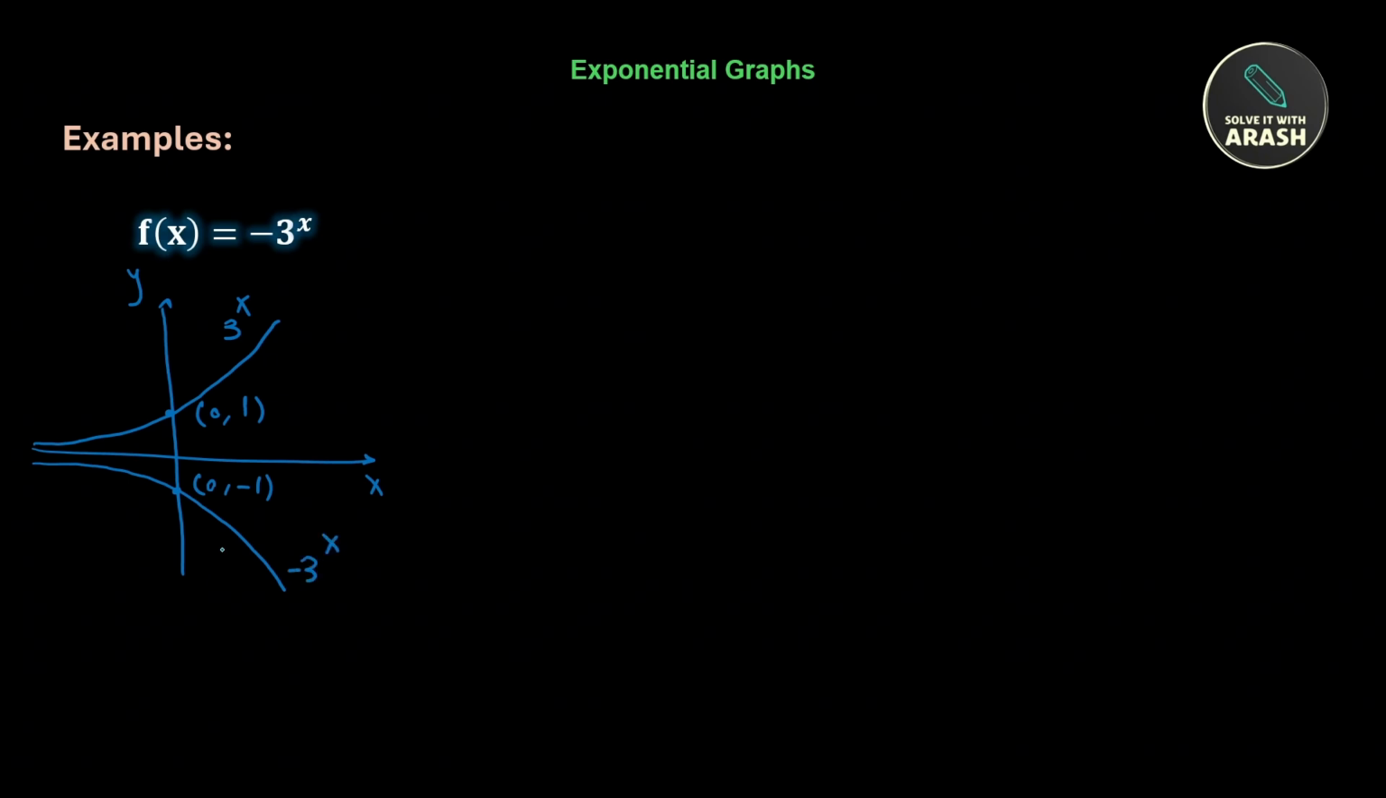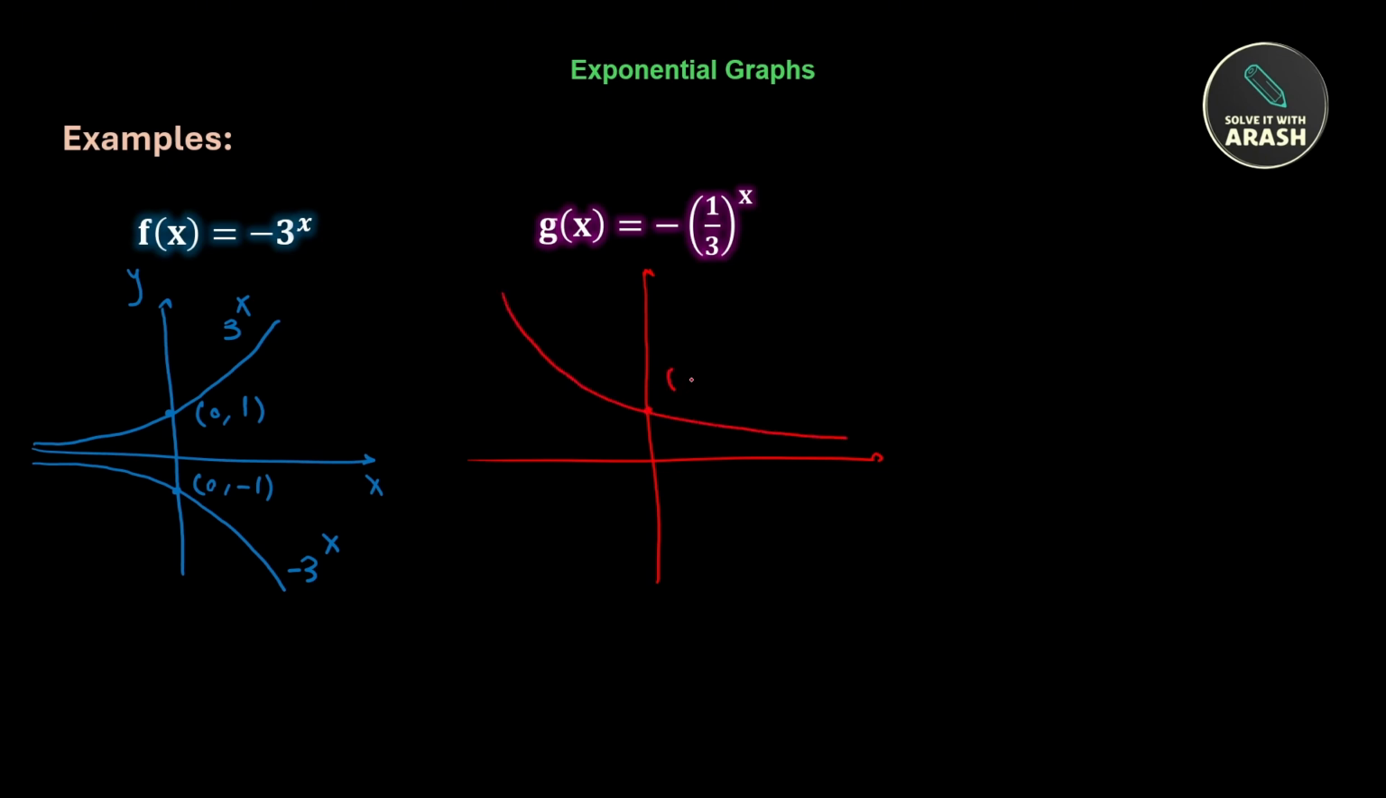to the power x. Next example is negative (1/3) to the power x. In this case, (1/3) to the power x is a decreasing function, so the graph of it looks like this. The y-intercept is still at (0, 1). Now we reflect it over the x-axis since it's multiplied by negative 1, and that's going to give me this graph. So the one above the x-axis is (1/3) to the power x, and the one below is negative (1/3) to the power x.